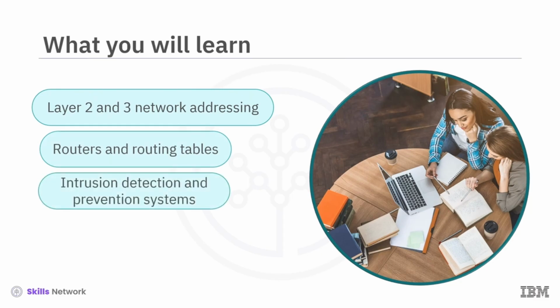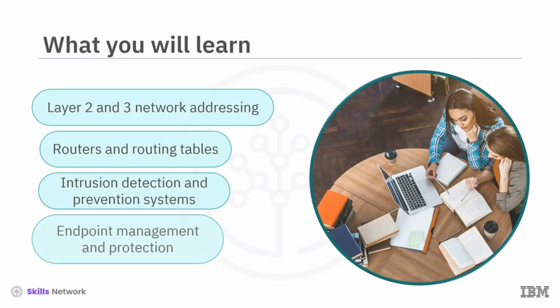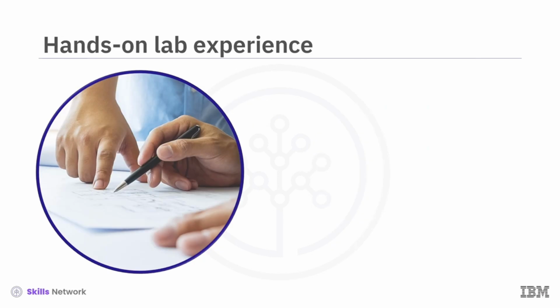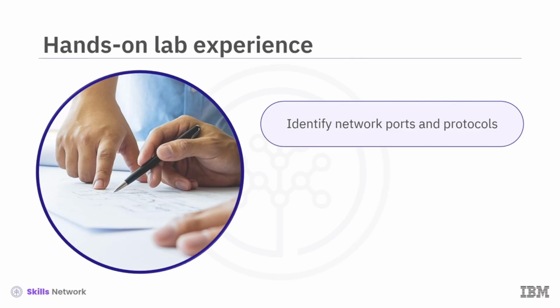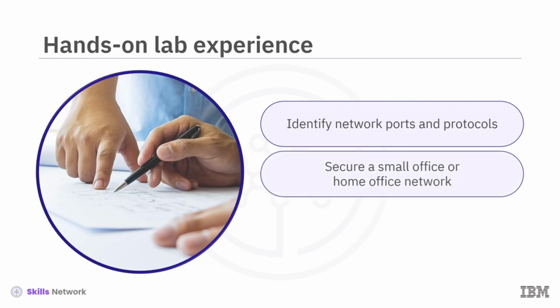You'll also learn how organizations use intrusion detection and prevention systems for endpoint and extended detection and protections, and gain insight into how these systems fit into an organization's overall network security structure. You'll complete this course with practical, hands-on experience identifying networking ports and protocols. You'll also gain expertise in securing a small home office network called the SOHO Network.